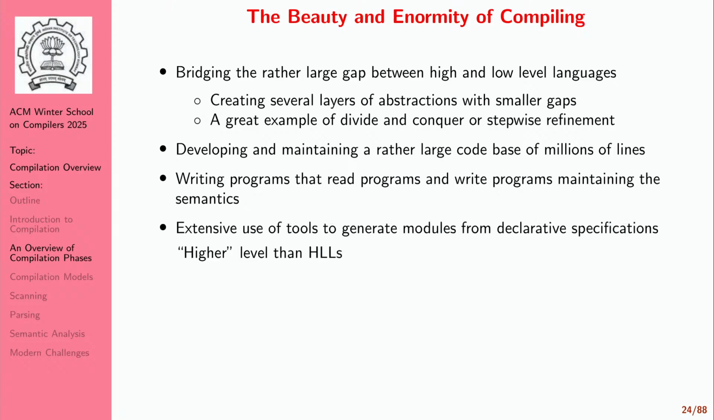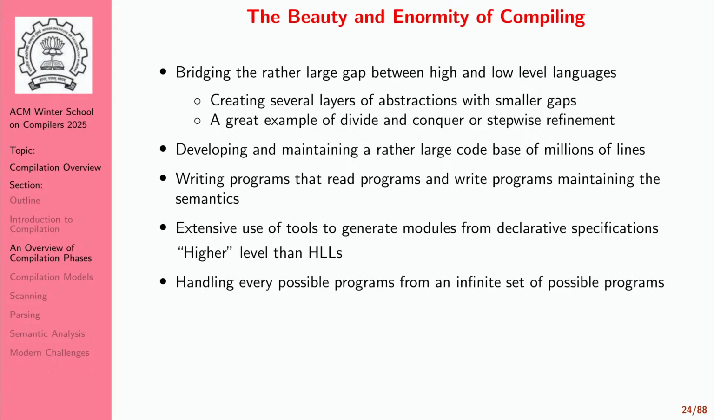And compilers make extensive use of tools to generate modules from declarative specifications. At the higher level, for example, scanners are generated from specifications, parsers are generated from specifications, even semantic analyzers can be generated from specifications, and backends can be generated from specifications. Unfortunately, optimizers are not generated from specifications. That's one of the gaps. We will see why that may not be so easy to do to get the best performance. Why does it have to be written mostly manually?